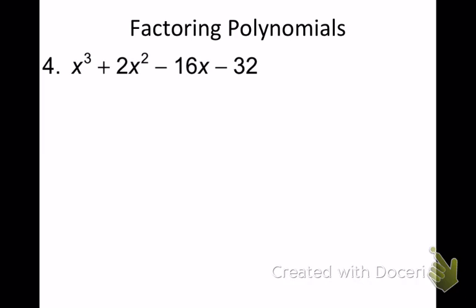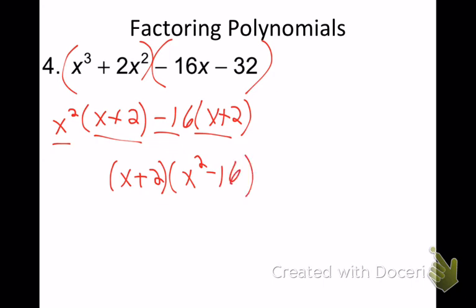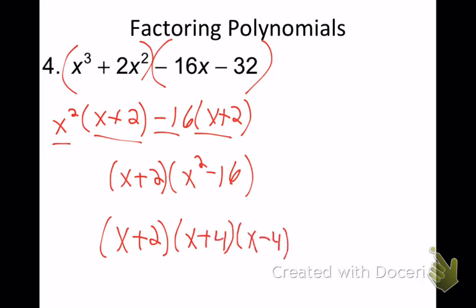Let's try number 4. Take a couple seconds. Try number 4 on your own. All right, let's walk through this. First thing you want to do is group them. Pull out an x squared on the left side, which gives you x plus 2. On the right side, pull out negative 16, giving me x plus 2. My parentheses are the same, so that comes down here, x plus 2, and then my leftovers, x squared minus 16. Now I've got a difference of squares. Answer: x plus 2, x plus 4, and x minus 4. Nice job.